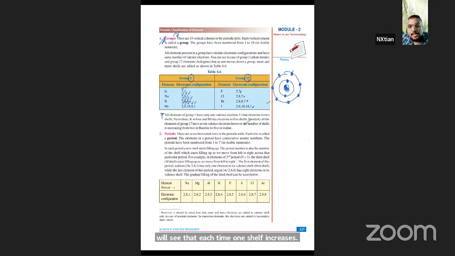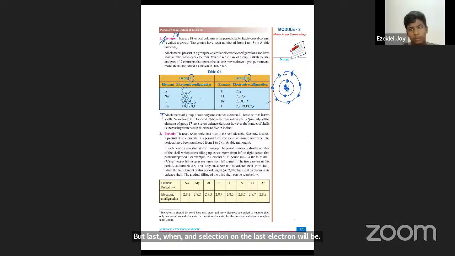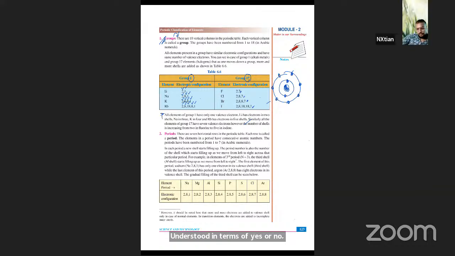Understood? But the last valence electron, or the last electron, will be the same in the group. Understood? Yes or no? Yeah. Read the next one.